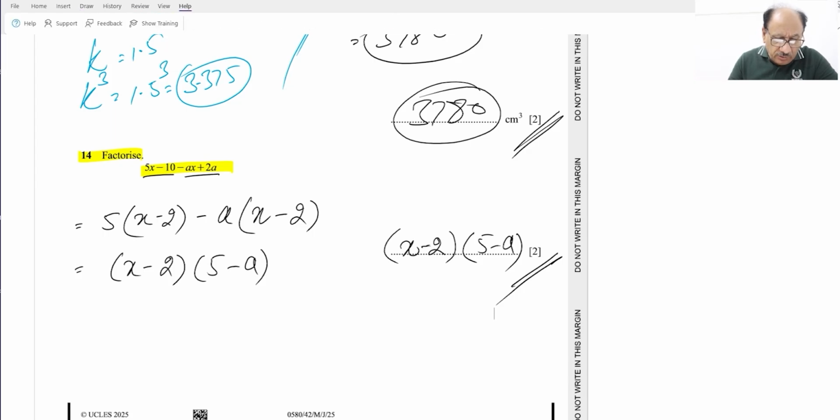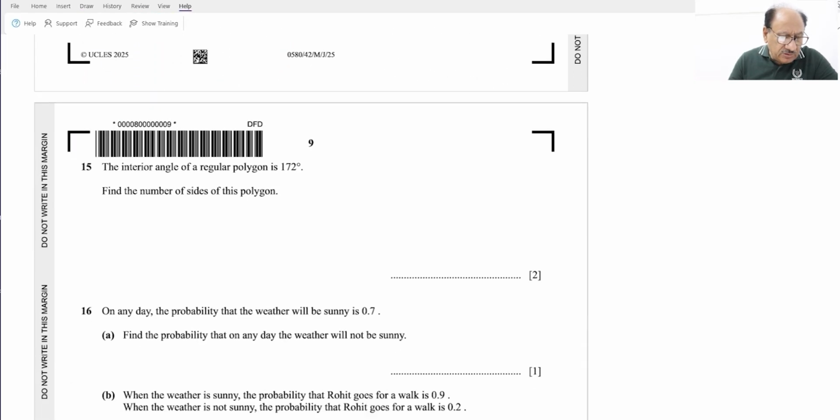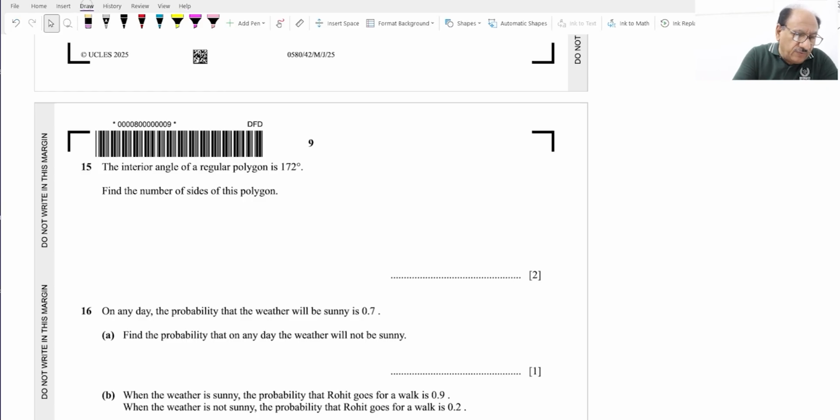So this is a 2 marks question which we have done. Hopefully you understand this. Now question number 15 says the interior angle of a regular polygon is 172 degrees. Find the number of sides of the polygon. So the interior angle is 172. We can roughly draw it like this one. So this interior angle is 172 degrees.